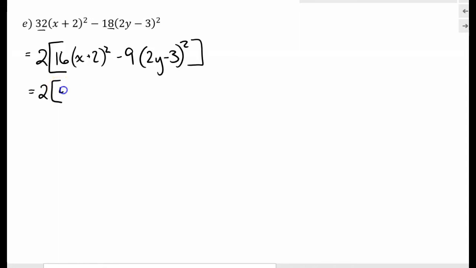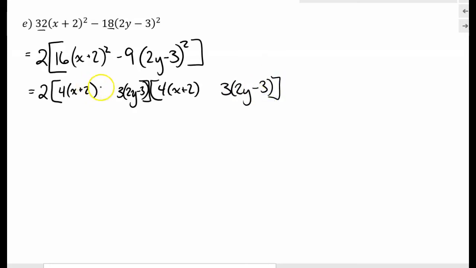This leaves me with 4 times x plus 2 as my square root of my first term. The square root of my second term is going to be 3 times 2y minus 3. Okay, and then just opposite signs. I'm going to distribute and collect like terms. So again, I'm going to skip that actual writing out of that step because it's going to take up the whole width of my screen.